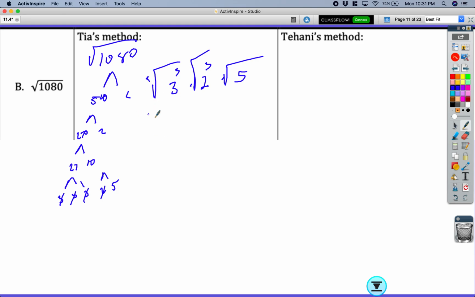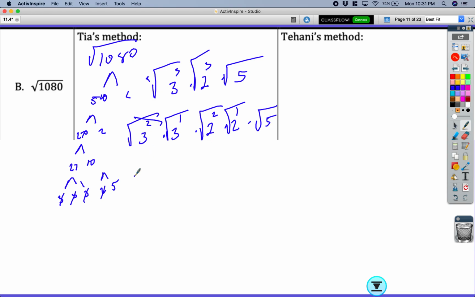And so basically, Tia's method, which really separates it out, which I'm not the biggest fan of, would be 3 to the second power, square root of that, times 3 to the first power, square root of that, times 2 to the second power, square root of that, times 2 to the first power, square root of that, times 5.